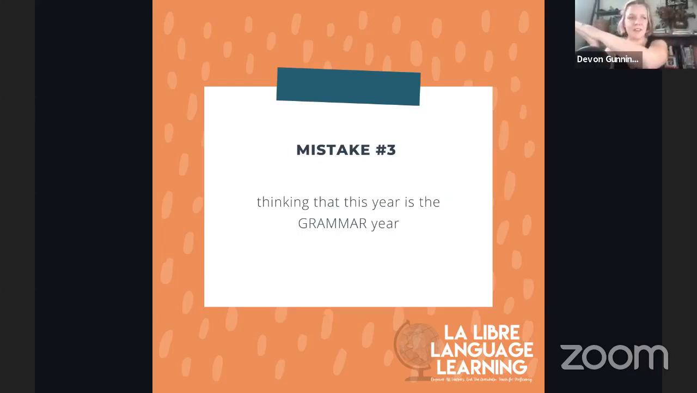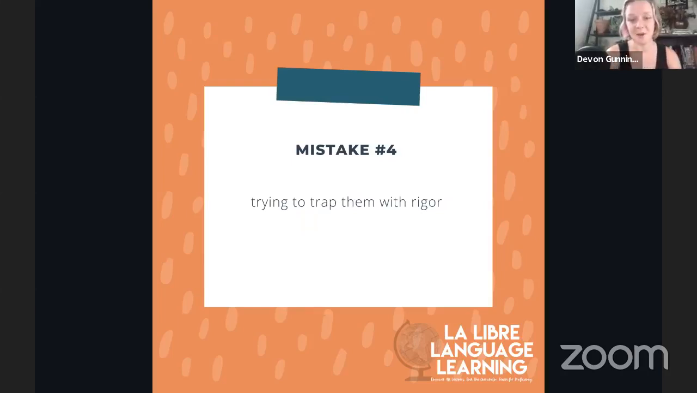That is a misstep, and that's going to take your students in a different direction and make them feel that language classes are linguistics. And that's not what world language classes are. World language classes are to learn how to use a language. And I think that this comes from mistake number 4, which is trying to trap them with rigor.